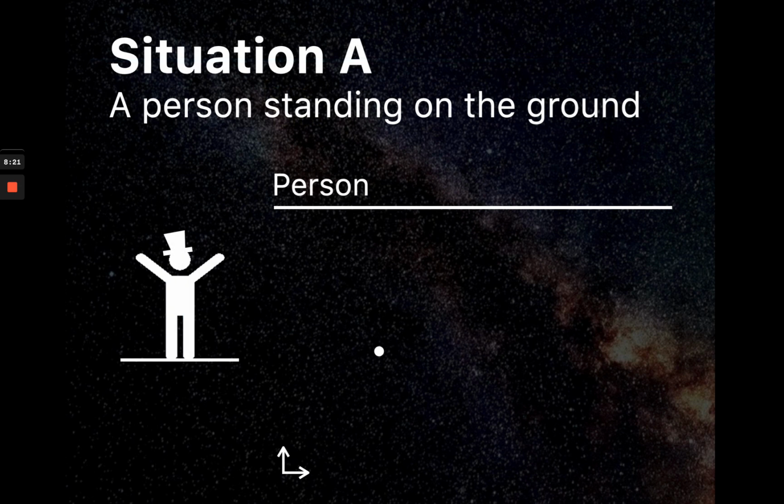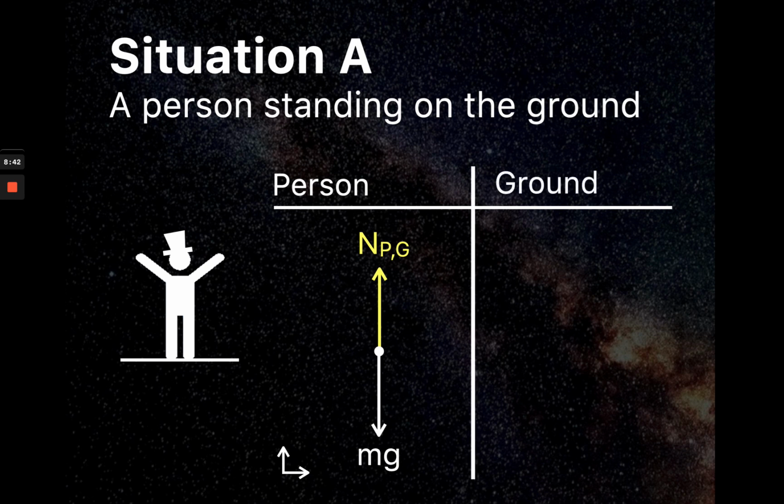Now, if we have a person standing on the ground, the person, of course, has weight. And the person has a normal force on the person from the ground, right? It's a pretty simple diagram. Now, these two forces are equal, especially if the person is just standing perfectly at rest. Now, we're going to be drawing the force diagram for the ground. Now, on the ground, there is a normal force on the ground from the person. So you can see that these two forces shown in yellow are equal.